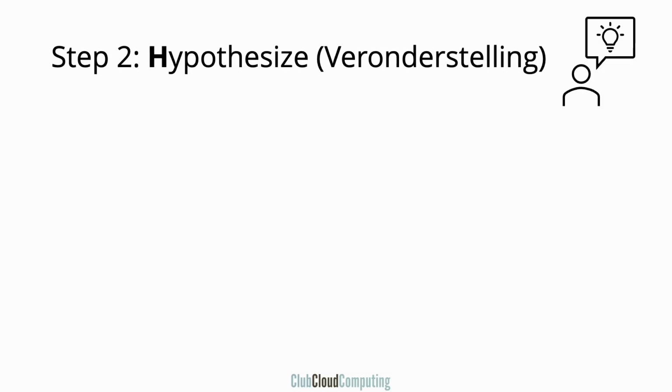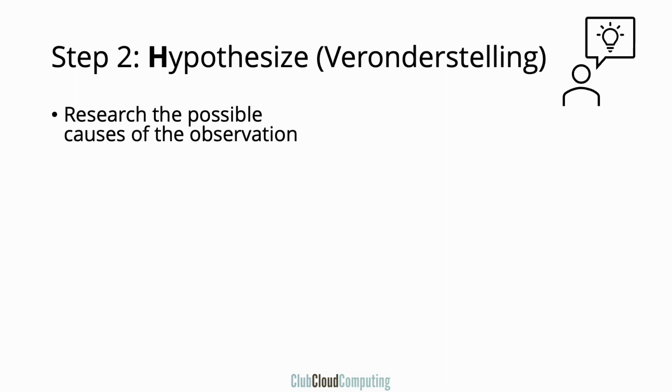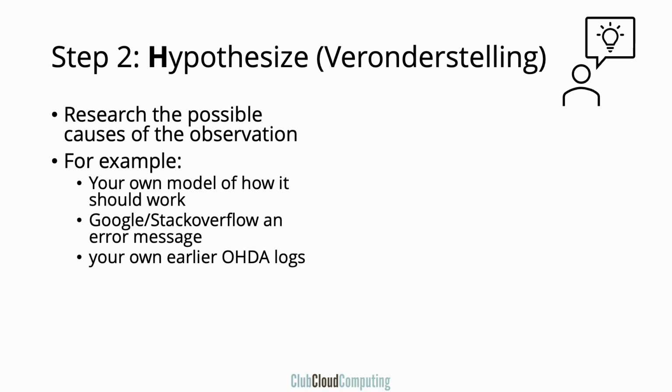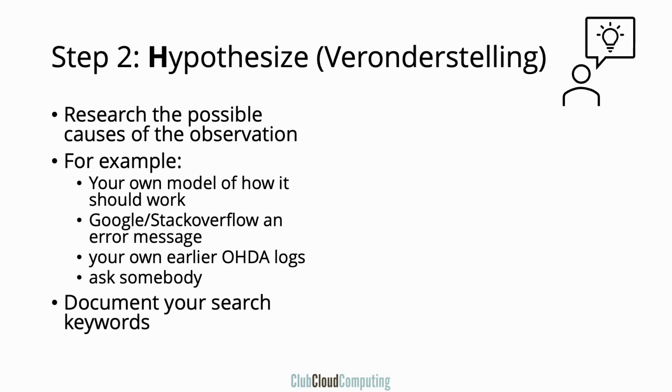The next step is hypothesize, or in Dutch, veronderstelling. You want to research the possible causes of the observation. What caused what you see? An example could be based on your own model of how it should work, and I'll talk about that in the next slide. You could also Google or Stack Overflow an error message if you're completely clueless, like everybody does. You can refer back to your own earlier OODA logs that have a similar problem. You can ask somebody. But in any case, you want to document your search keywords and possibly also the Google or Stack Overflow links that look the most promising.